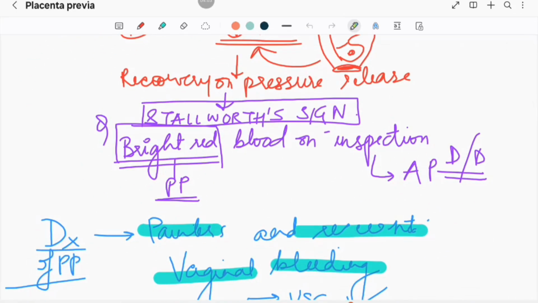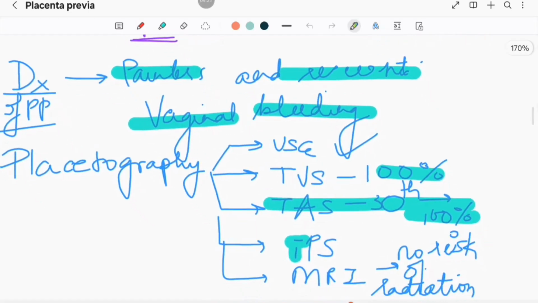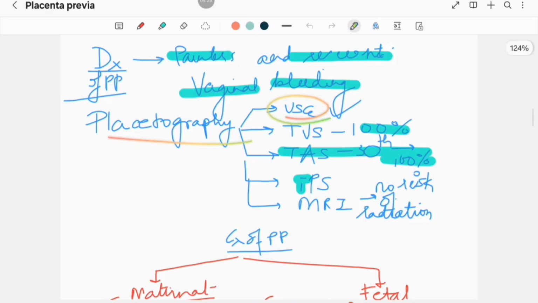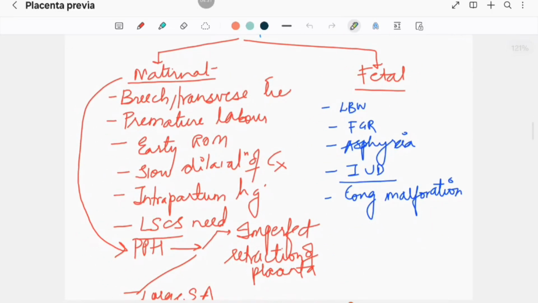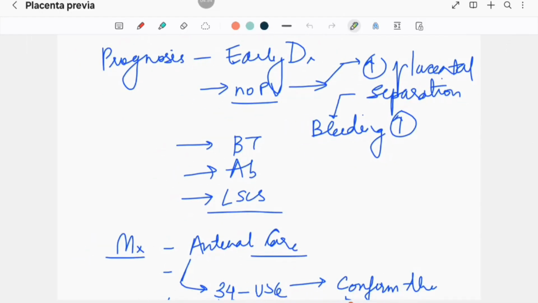The bleeding is bright red on inspection in placenta previa. Among antepartum hemorrhages there is also abruptio placentae, which does not have this bright red blood, and that differentiates it from placenta previa. So the diagnosis is painless and recurrent vaginal bleeding, and placentography is usually done by USG. Then complications: breech or transverse lie, postpartum hemorrhage, intrapartum hemorrhage, early rupture of membranes; fetal complications include LBW, FGR, asphyxia, intrauterine death, and congenital malformations. The prognosis is best if diagnosed early. No PV examination, as it increases placental separation and the risk of bleeding.